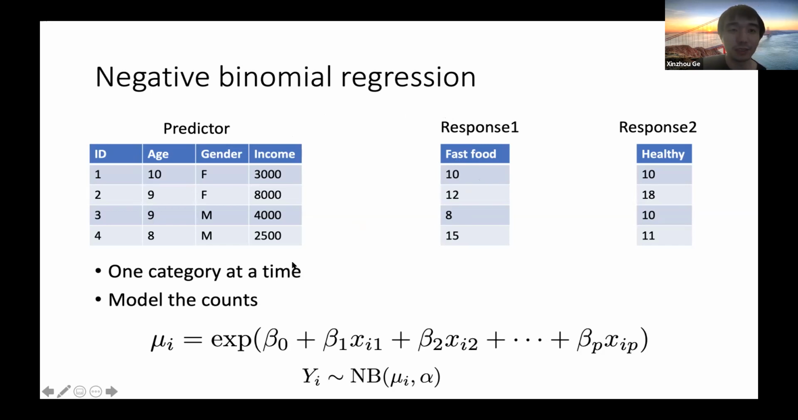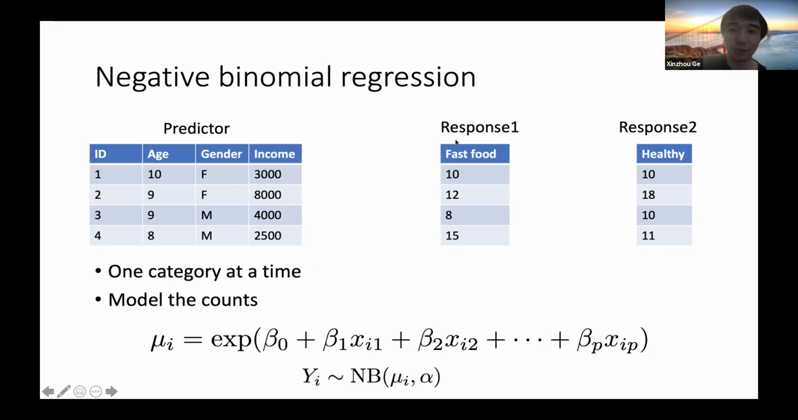So for negative binomial regression, we look at one category at a time, and the model is as follows. So first, if we call this y, and we call the number of fast foods child i follows negative binomial distribution with mean mu i and dispersion parameter alpha, where mu i can be further modeled using this formula, which is a linear combination of the predictors. So this is a model for the negative binomial regression.